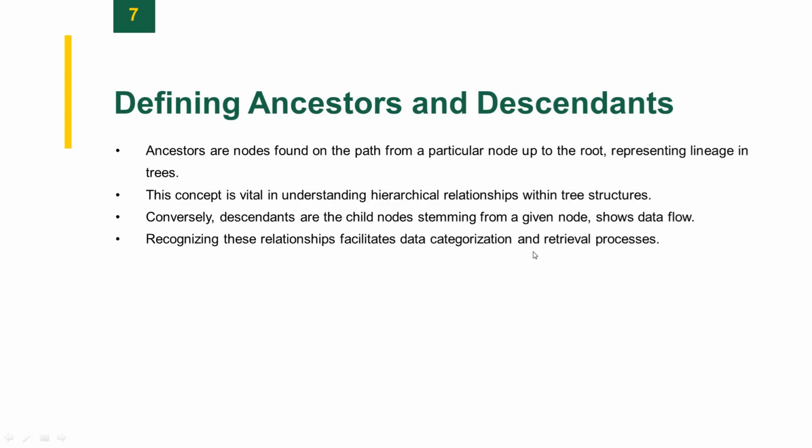Defining ancestors and descendants. Ancestors are nodes found on the path from a particular node up to the root, representing lineage in trees. This concept is vital in understanding hierarchical relationships within tree structures. Conversely, descendants are the child nodes stemming from a given node, showing data flow. Recognizing these relationships facilitates data categorization and retrieval processes.